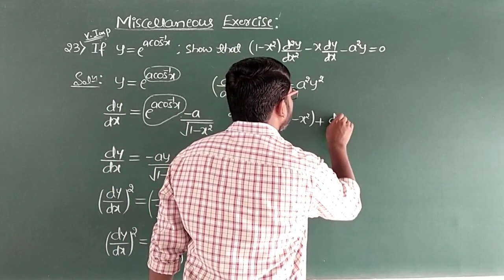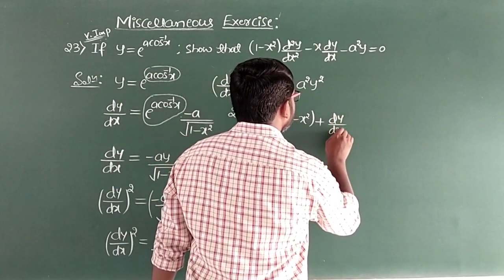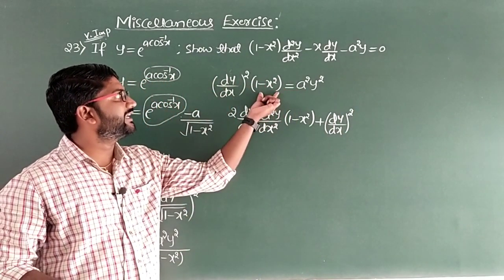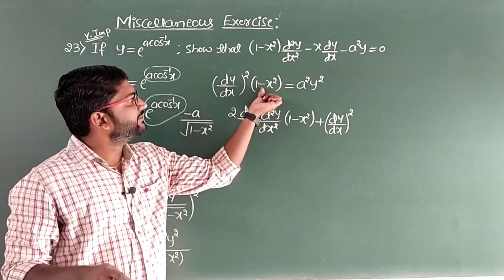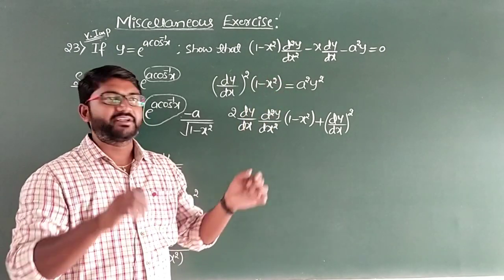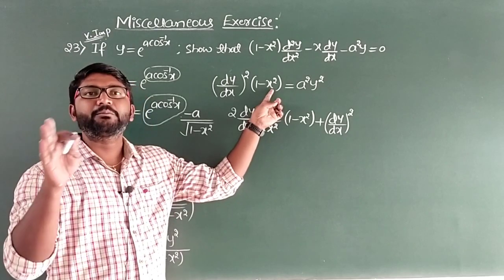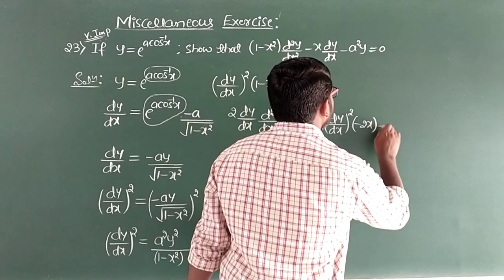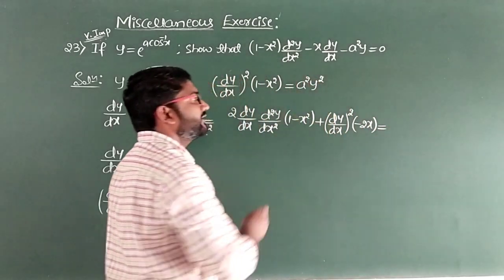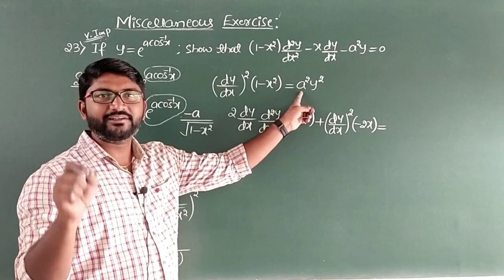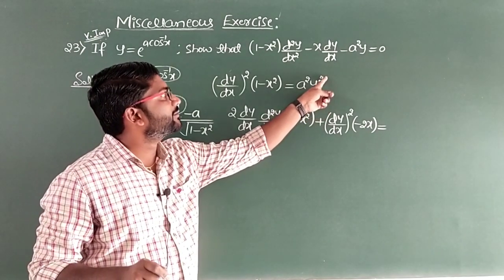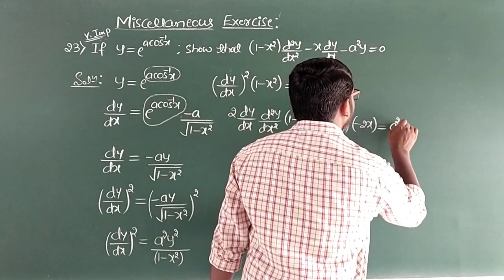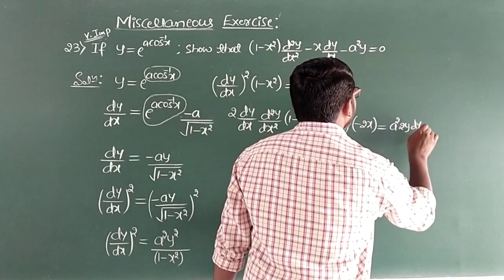So I will be writing dy by dx the whole square as it is. Now take the derivative of the second term. Derivative of 1 will be 0, then minus derivative of x square, it will be 2x. So 0 minus 2x will be minus 2x. So we get minus 2x, which is equal to, so we have to differentiate the right hand side also. Here a square is a constant, write it as it is, then derivative of y square will be 2y into dy by dx. So a square into 2y dy by dx.